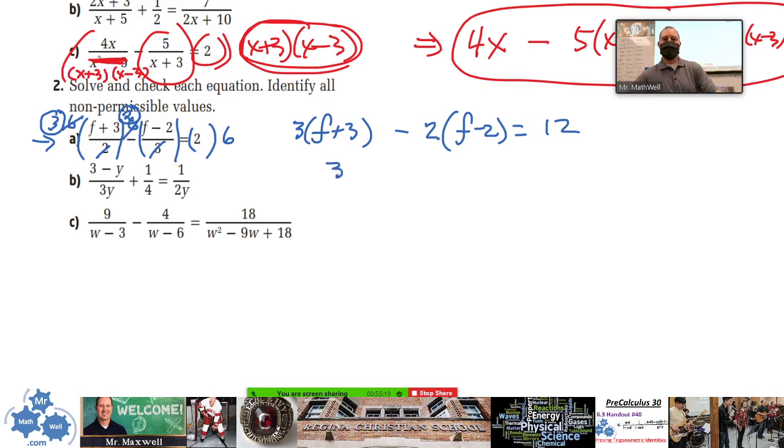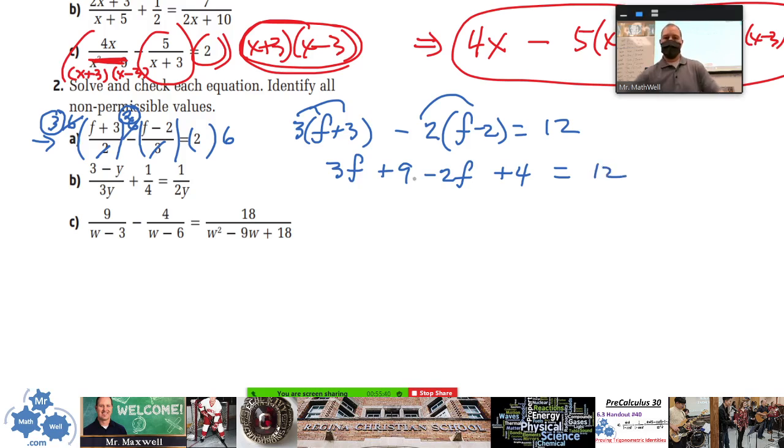So I carry this further by expanding and gathering all like terms, isolating for my variable if I can. So this is 3f when I distribute there plus 9. Now this, be careful with your negative sign, right? It's negative 2f plus 4. Okay, it's a negative 2 times f and a negative 2 times negative 2. So please be careful with that one. And then we just have a 12 over there. So I get f. 9 and 4 is 13, so f plus 13 equals 12. F equals negative 1, it appears.